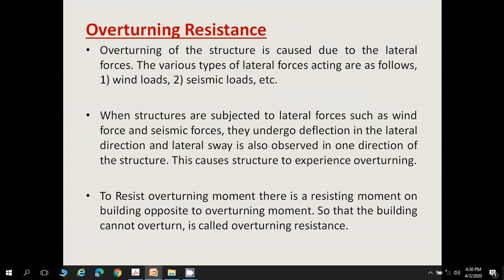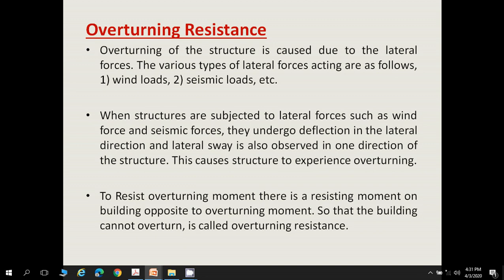So now, overturning resistance. Before going on to overturning resistance, I'll discuss overturning. What is overturning? Overturning of a structure is caused by lateral forces. When a building is subjected to any lateral forces, then overturning in the structure will occur. The various types of lateral loads acting are as follows. There are two types of lateral loads: wind load and seismic load. When a structure is subjected to lateral forces such as wind force and seismic force, it undergoes deflection in a lateral direction, and a lateral sway is also observed in one direction of the structure. This causes the structure to experience overturning, and how this overturning is prevented is called overturning resistance.